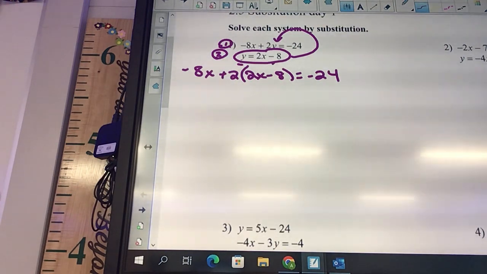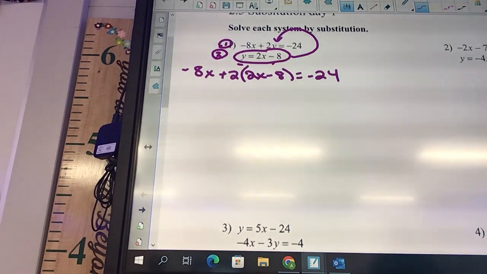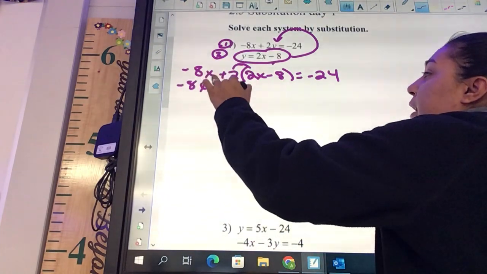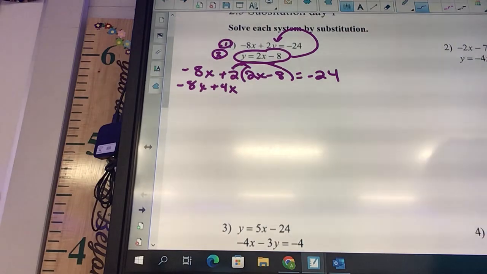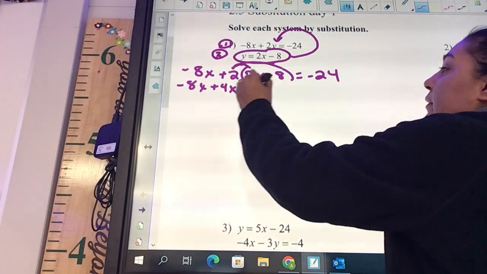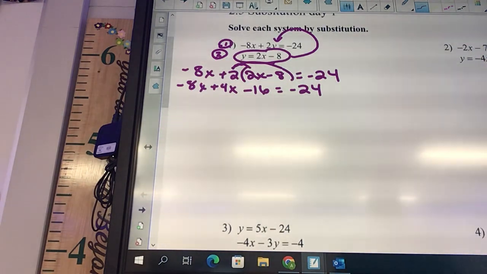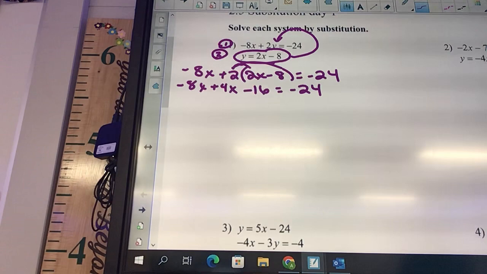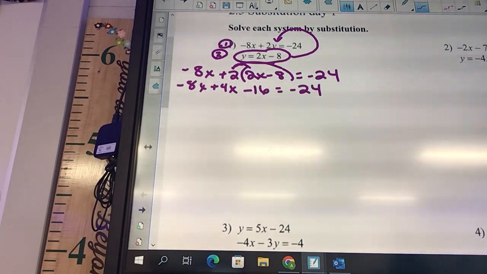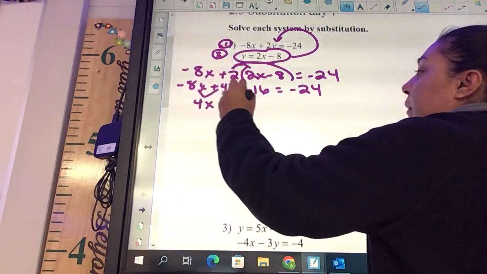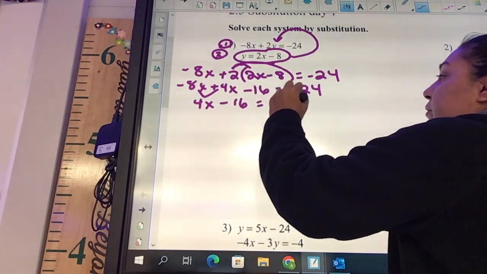Now, for basic math steps, what do you do with parentheses? Yeah, you got to distribute. So what is 2 times 2? 4. So we're going to get 4x. 2 times negative 8, negative 16. Negative 16 equals negative 24. Then we're going to combine like terms. What can we combine? Negative 8x and 4x. That's going to give me a negative 4x. You're going to get negative 4x minus 16 equals negative 24.